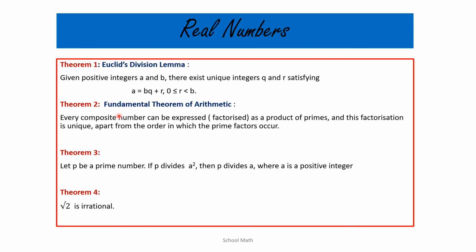Then theorem 2, fundamental theorem of arithmetic. Every composite number can be expressed as a product of primes, and this factorization will be unique apart from the order in which the prime factors occur. So, any composite number you take, it can be represented as a product of primes and that factorization will always be unique.